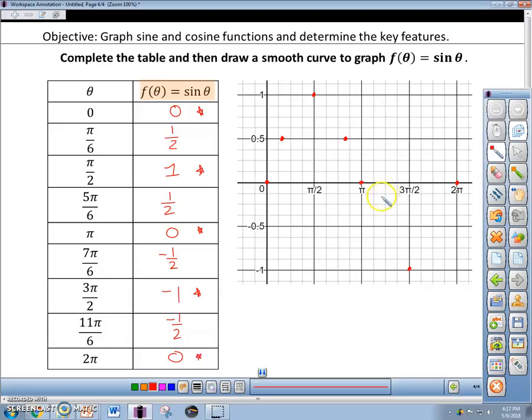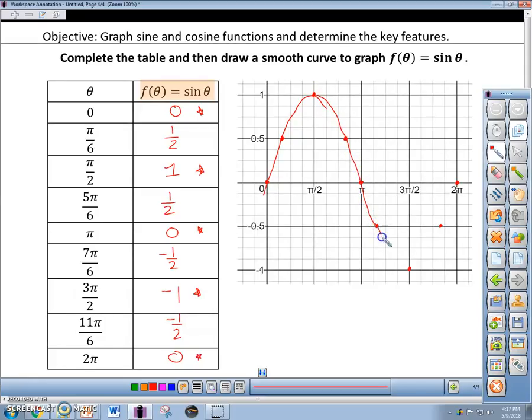At 7 pi over 6, which is roughly around in there, we're at negative 1/2. And at 11 pi over 6, which is roughly around in here, we are also at negative 1/2. So the sine curve over this interval is actually what we call one period of the function. We call this a wave curve.